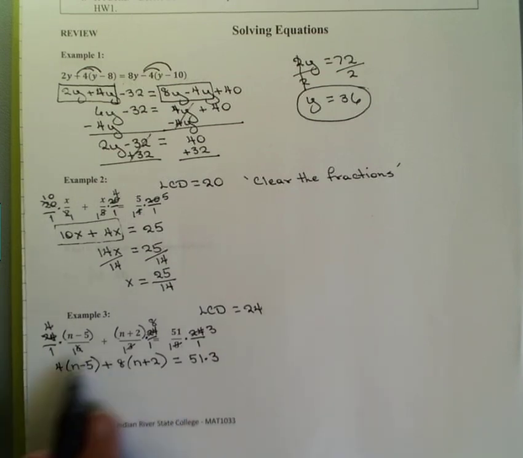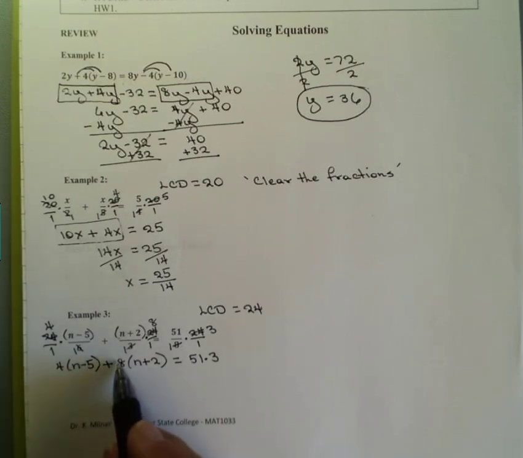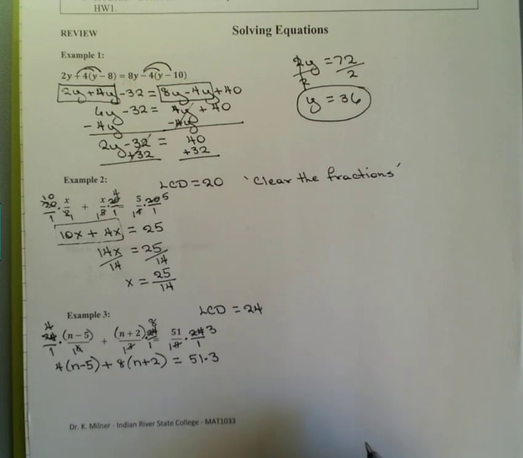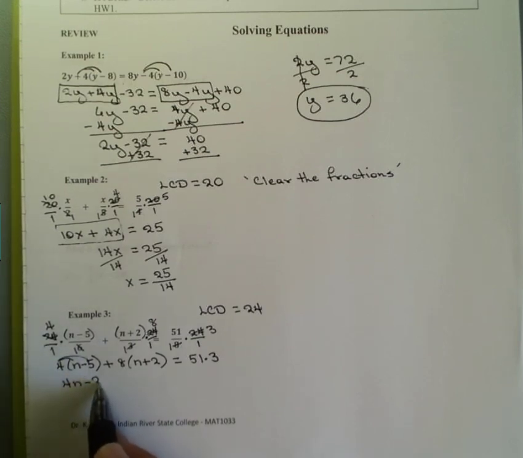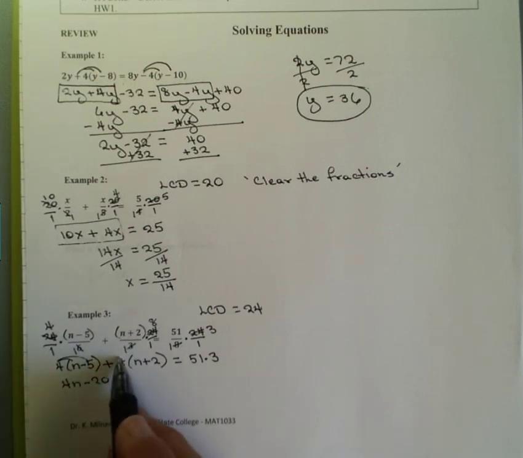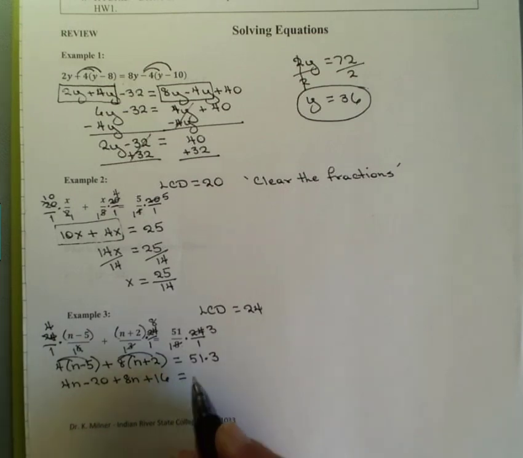Next, I look over here on the left. Distribute multiplication, right? I have to distribute this 4, and I have to distribute the 8, and then I've got to do some multiplication and some combining like terms, but let's do that first. I say 4 times n, well, that's going to give me 4n. 4 times negative 5, well, that's going to be a negative 20. And then I say plus 8 times n, well, that's going to give me a positive 8n. And 8 times 2 is going to be a positive 16. And then I'm going to come over here and say, what is 3 times 51? Well, 153. I can do that one in my head.